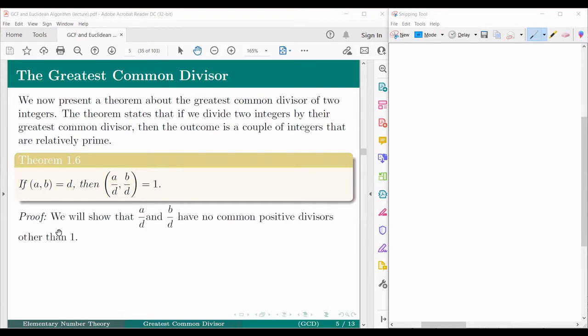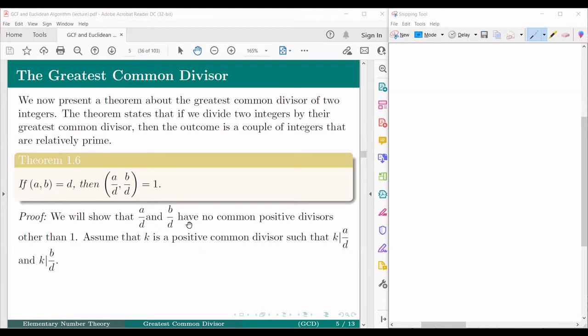So for the proof, we will first show that A over D and B over D have no common divisors other than 1. Here, we assume that K is a positive common divisor such that K divides A over D and K divides B over D. Now, in this case, K is a divisor for A over D and also a divisor for B over D. So we let K be a positive common divisor.